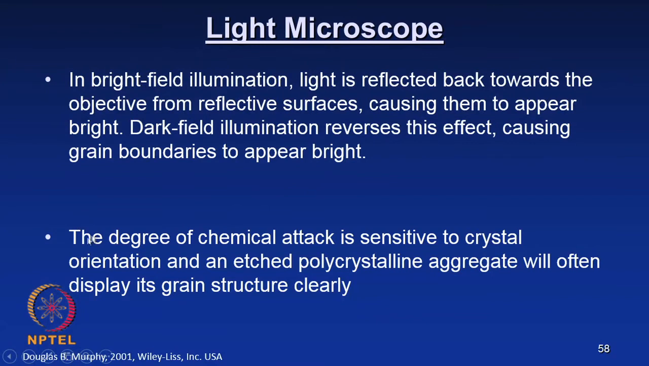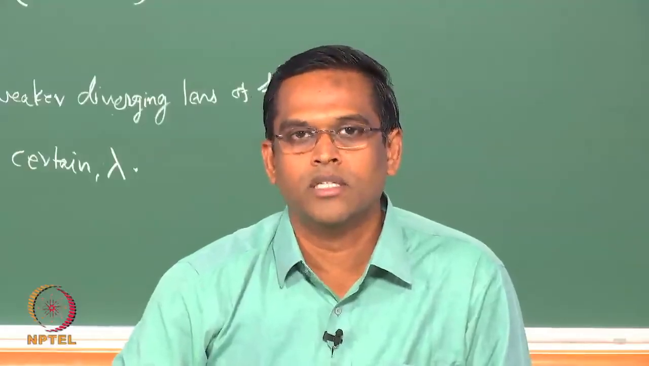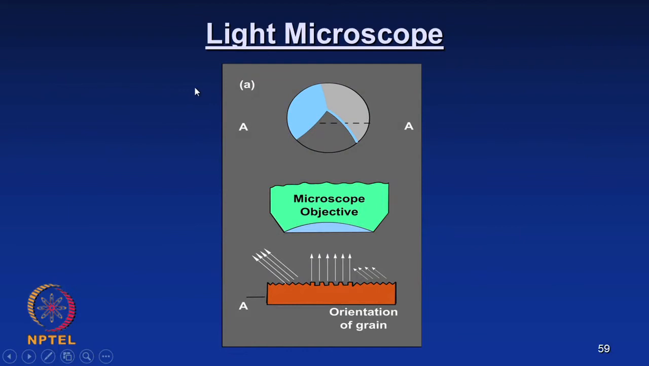The image quality depends upon the degree of chemical attack, which is sensitive to the crystal orientation, and an etched polycrystalline aggregate will often display its grain structure clearly. So, we will also talk about this etching behavior. We will see what etching is and how it affects the image quality in a coming class. This is just to give you an introduction about this microscope. You have an objective, you have the specimen here, it's a schematic of an etched surface, and you see that light is being reflected at different orientations due to the different orientations of the grains. We will see actually the experiments.